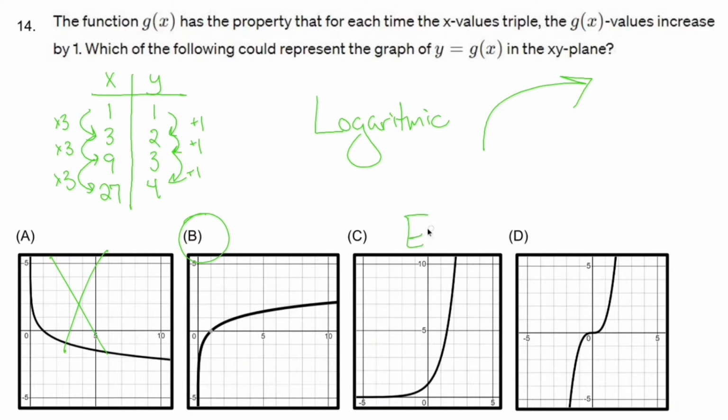C is exponential growth. And D looks like it's cubic. Or Cupid. I'm leaving it. You can't stop me. I'm leaving it. D is Cupid because I love cubic functions.